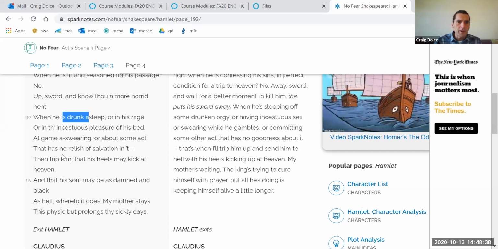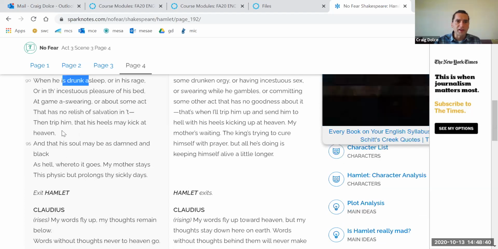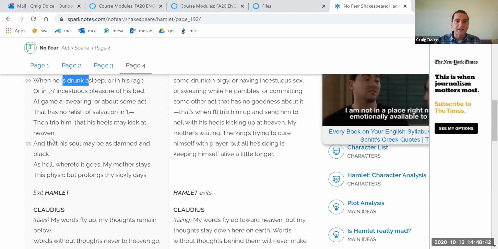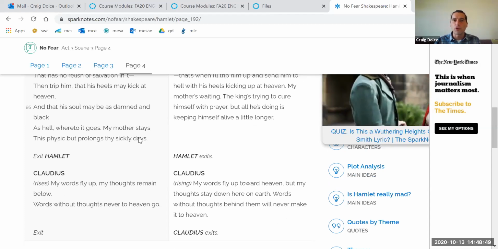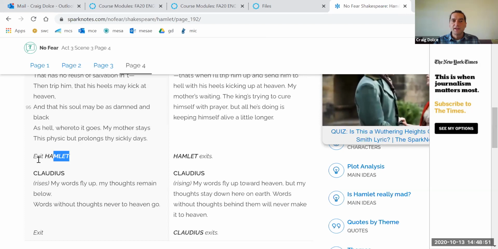"At game a-swearing, or about some act that has no relish of salvation in it, then trip him, that his heels may kick at heaven, and that his soul may be as damned and black as hell, whereto it goes. My mother stays. This physic but prolongs thy sickly days." And then he exits. Okay.